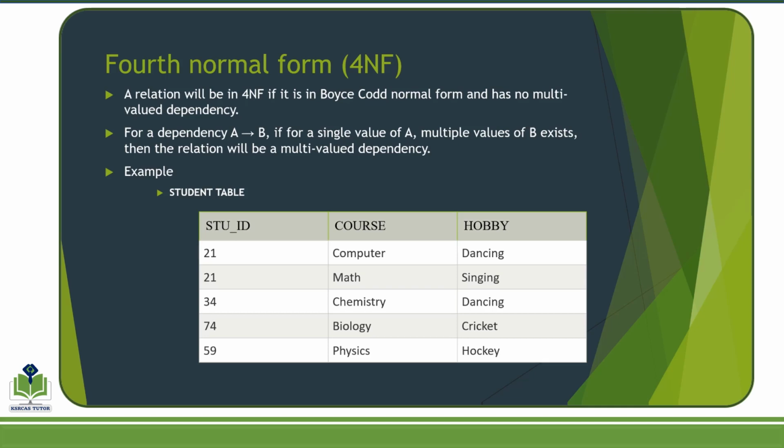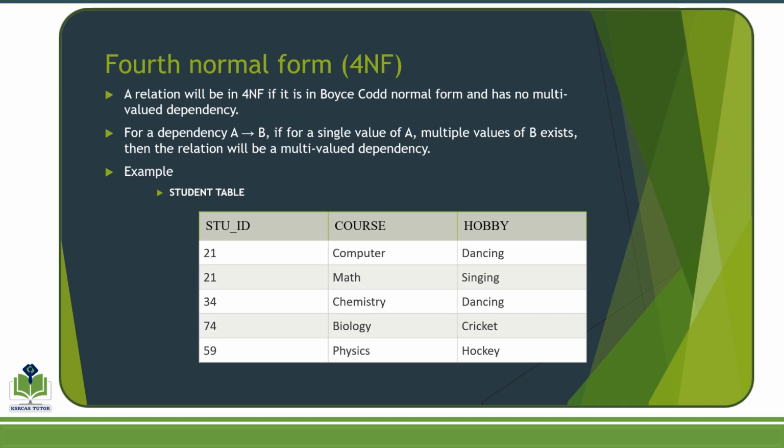In this student table, we have three fields called student ID, course, and hobby. In student ID, we have four different IDs, namely 21, 34, 74, and 59. Similarly, in the course, we have five different courses: computer, mathematics, chemistry, biology, and physics. And in hobbies, we have four different categories of hobbies, namely dancing, singing, cricket, and hockey.